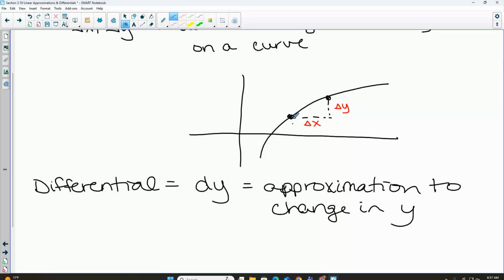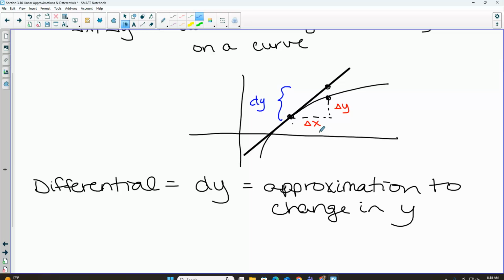If you think about it, if we were using a tangent line here, change in y is the actual amount. dy would be like the amount y went up on the line, not on the curve. So if we're using the line to approximate the curve, dy is the amount y increased on our line. Change in y is the amount it increased on the curve.